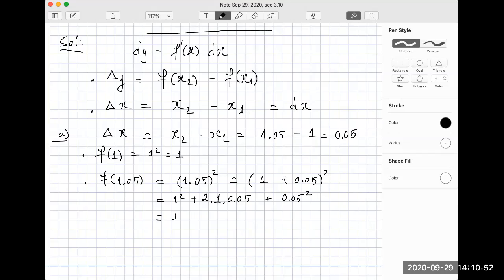1 squared is 1. This times 1 is 2. 2 times 0.05 gives us what? Yes. And the last one here, 0.05, 5 squared gives us 25, right? And 0.05 means that it is 5 times 10 to the minus 2. Do you agree? Which means it will be 5 squared, which is 25 times 10 to the minus 4 here.